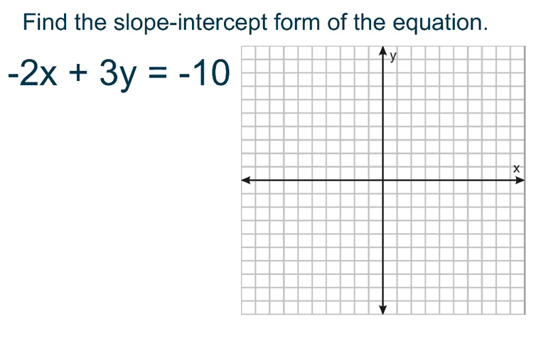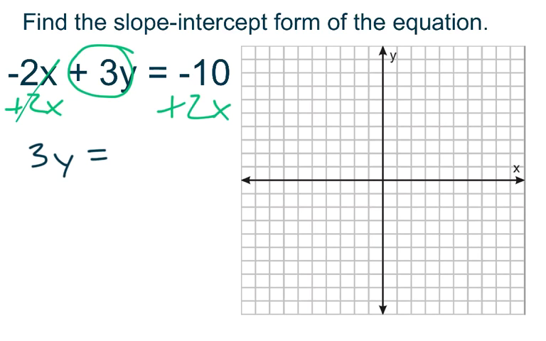Well, let's start by chipping things away from the equation. Let's leave that 3y by itself. It's a positive 3y. And how do we move this negative 2x? We're going to do the inverse operation, and we're going to add 2x. Make it go away, and we're going to add 2x on the other side. Now we're left with 3y equals 2x minus 10. It's a negative 10, so we have to put down minus 10.